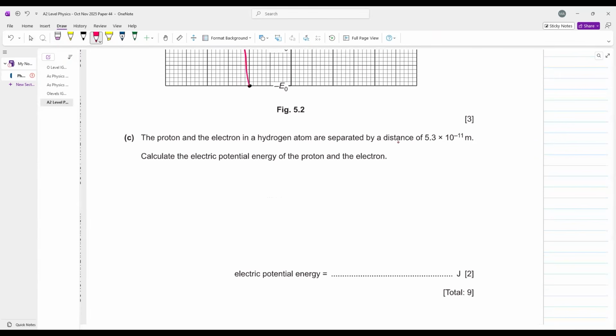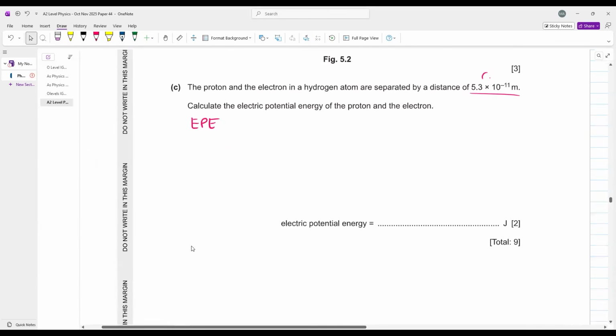The proton and electron in a hydrogen atom are separated by a distance of this, R. Calculate the electrical potential energy. Do you remember the formula of electrical potential energy? The formula used to be Q1, Q2, over 4 pi E naught R.